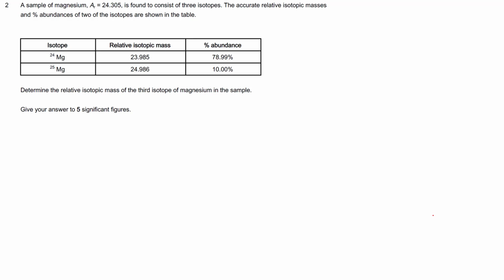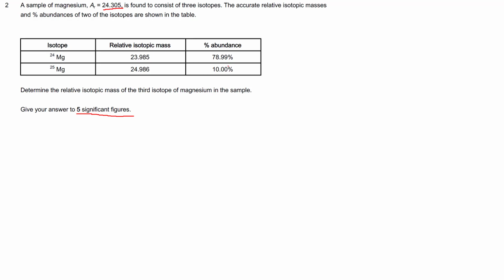The final question looks complicated again, but it's the same principle. Only thing this time is they're using very, very accurate percentages. So be careful of significant figures. I say this all the time, but no one ever listens to me. Significant figures are really important. You'll lose a mark immediately if you don't follow the rules. Again, the sample of magnesium, they tell you what the total relative atomic mass is, and they give you 2 isotopes, and they ask you to work out the third.